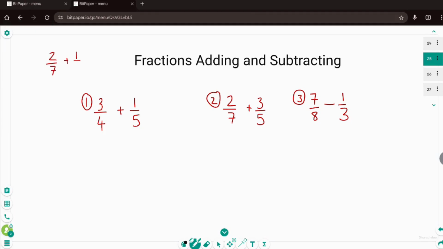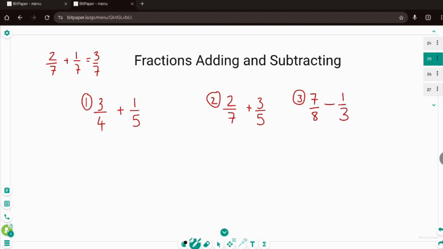2/7 add 1/7 is just 3/7, right? We add the numerator, leave the denominator the same. Can't do that with this question 1 because the denominators are different. So we need to change them into equivalent fractions with the same denominator, a common denominator.